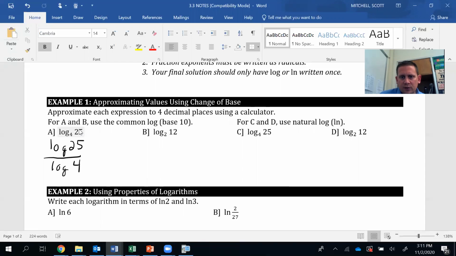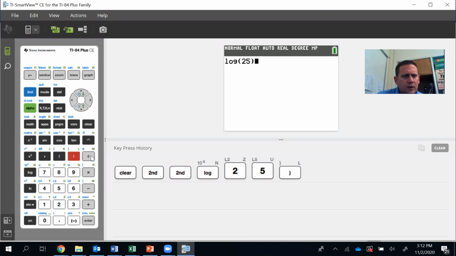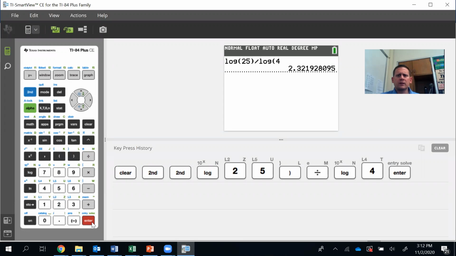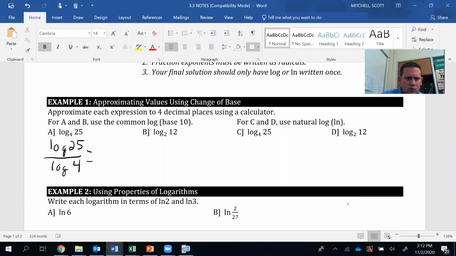So for letters C and D, we're going to do natural log. We either need to do log base 10 or log base E, natural log, because that's all our calculator can do directly. So I pull up my calculator. I'm going to do the log of 25 divided by the log of 4. And I get 2 point, what are we supposed to round to again? The nearest 4 places? Okay. So we're going to go to 2.3219. So that equals 2.32.